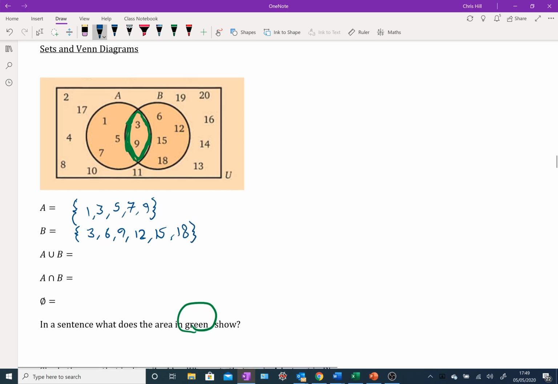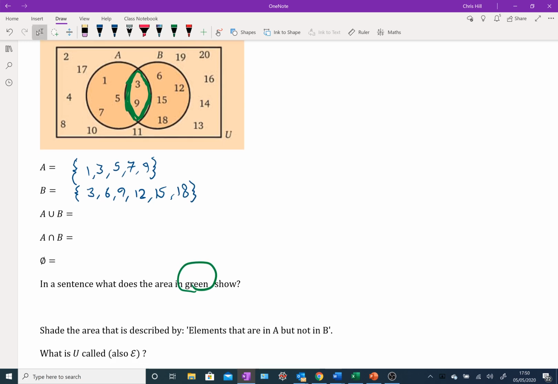Moving on. A union with B, this upside down cup symbol is union. So it means what's in both A and B. Sorry, what's the combination of A and B? The union of the two would be the set 1, 3, 5, 6, 7, 9, 12, 15, 18.